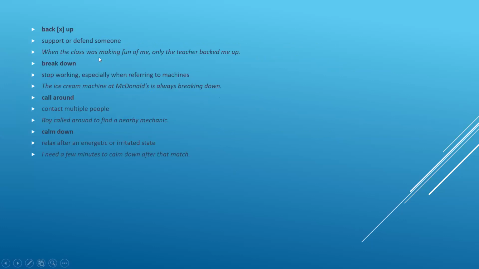Now there are some examples of phrasal verbs. Back up means support, to defend someone. When the class was making fun of me, only the teacher backed me up. Here they have used it as a separable phrasal verb. See, backed me up: back and up.